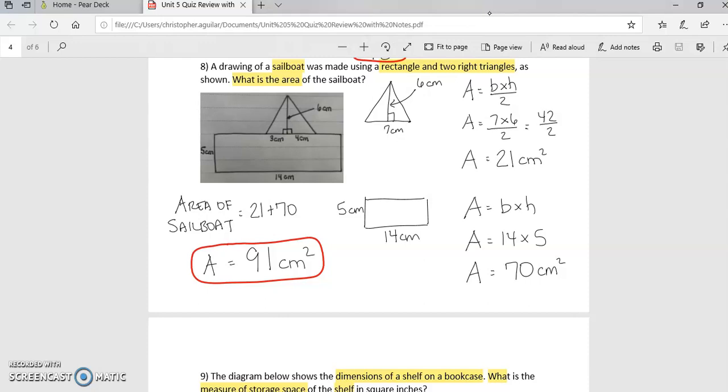Then for the actual boat part, the rectangular bottom, it tells me that this is 5 centimeters, the height, and 14 centimeters would be the base. So I say, okay, the area of a rectangle I find by multiplying base times height. I don't divide by 2 because, again, triangles are the only ones that I have to divide by 2 when I find the area. So the area is just 14 times 5, base times height, and that's equal to 70 centimeters squared. So now for the whole sailboat, sail and boat included, 21 plus 70 equals 91 centimeters squared.